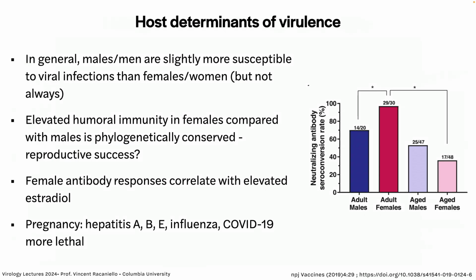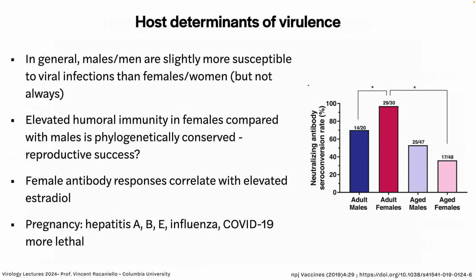There's also a difference in sex response to infection. In general, men are more susceptible to infections than women, but not always. There's some exceptions to that. And here is an example of that. This graph is measuring neutralizing antibodies in people who get flu vaccines. So this is perfect. Everybody gets flu vaccine. So then you could do a study, take blood from men and women of different ages and compare the levels of neutralizing antibodies in the blood.